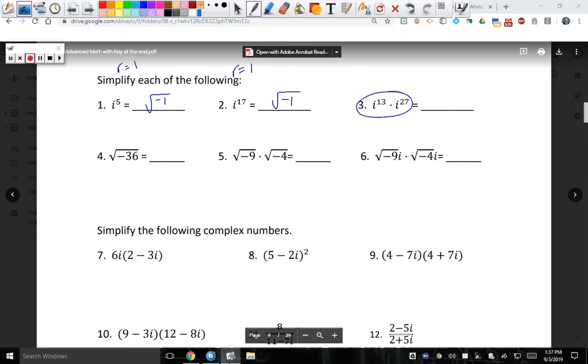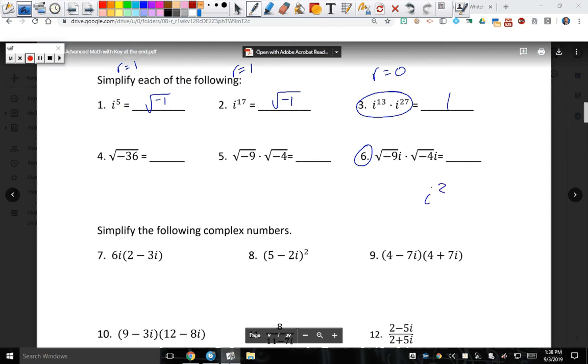Do that off to the side if you need to. What remainder does that one have? 0. So what does that equal? 1. Nice speed. All right, 4 through 6. Which one do you want to do? 6? Okay, let's do 6.